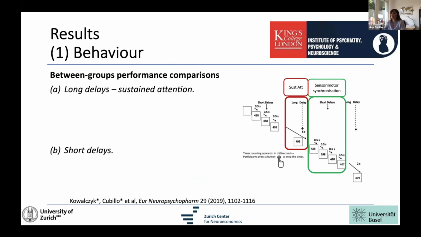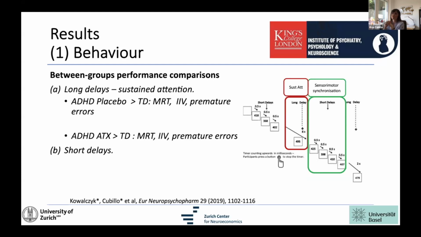Moving on to the results, in terms of performance comparisons, we start with the between group comparisons, and we see that during the sustained attention condition, when patients were under placebo, they are having a longer mean reaction time, a higher intra-individual variability in the responses, and a higher number of premature errors also. And this is not normalized by administration of atomoxetine. The deficits in performance are still the same. However, when patients were under methylphenidate, we can see that there is a complete normalization of the differences in mean reaction time, and the differences in intra-individual variability and premature errors are reduced and only significant at a trend level.